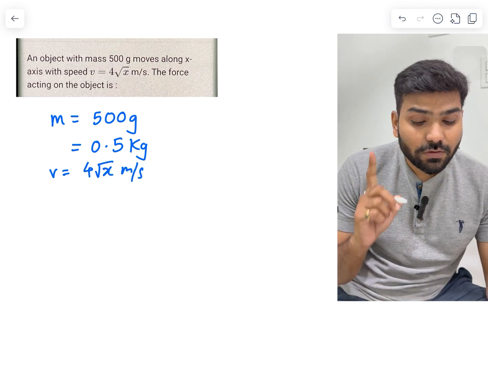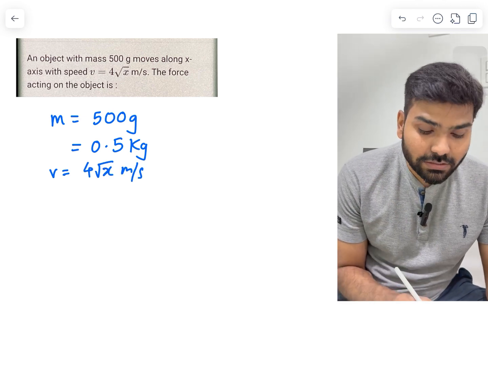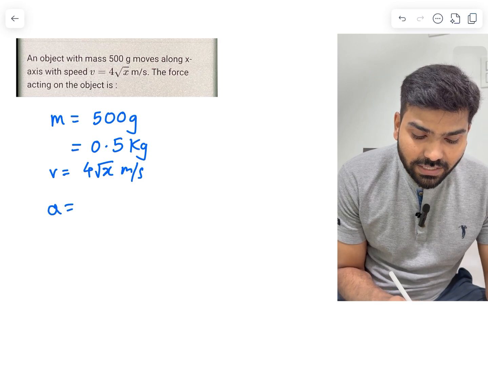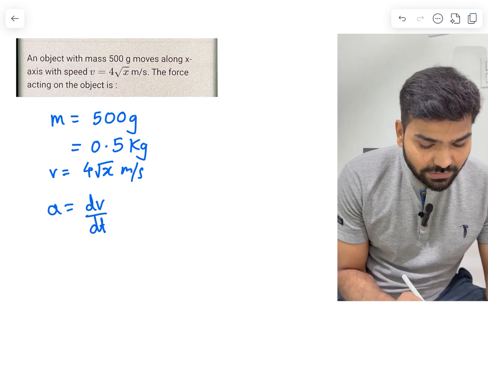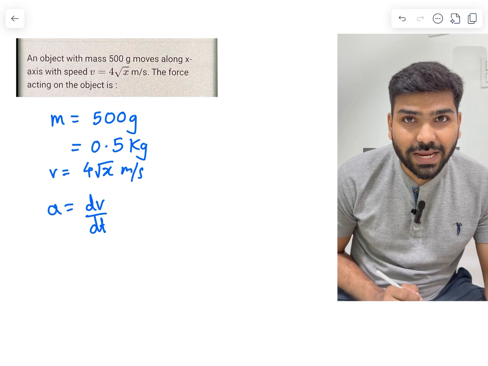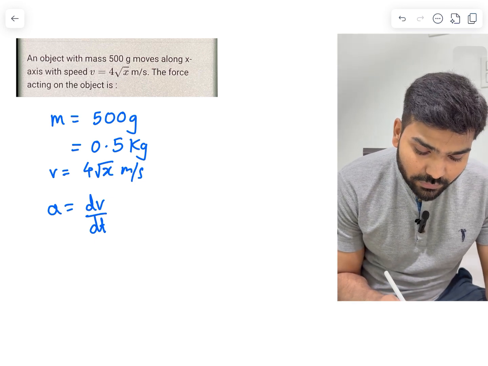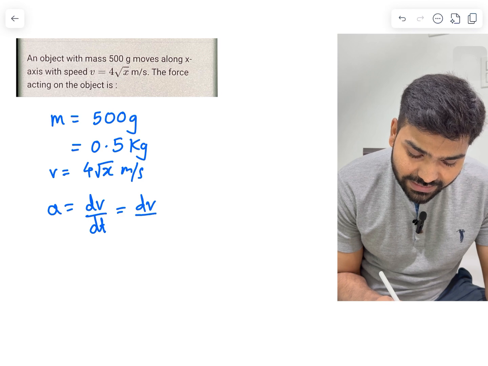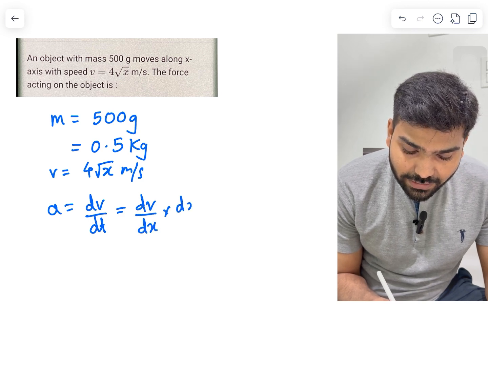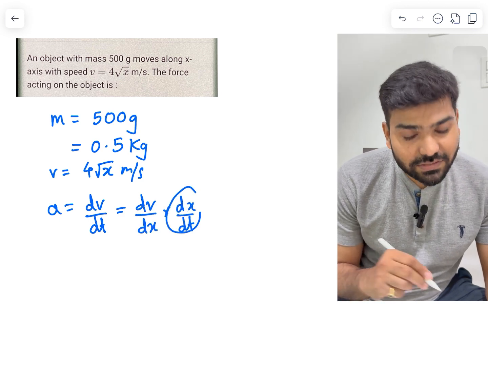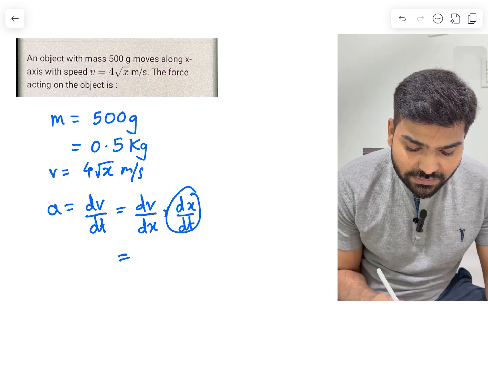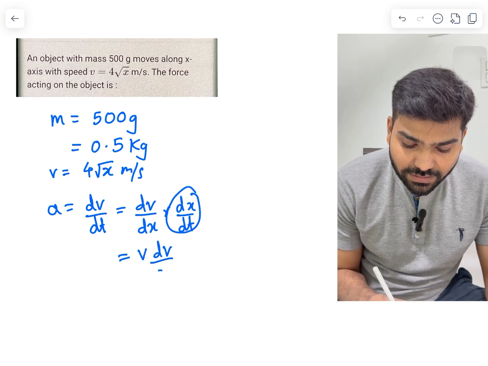To find out the force, we need acceleration. Now acceleration is given as dv by dt, but this velocity is not in terms of time, but it is given as a function of x. Now we have one more, we can calculate this as dv by dx into dx by dt. Now dx by dt itself is the velocity, so we can write acceleration as v into dv by dx.